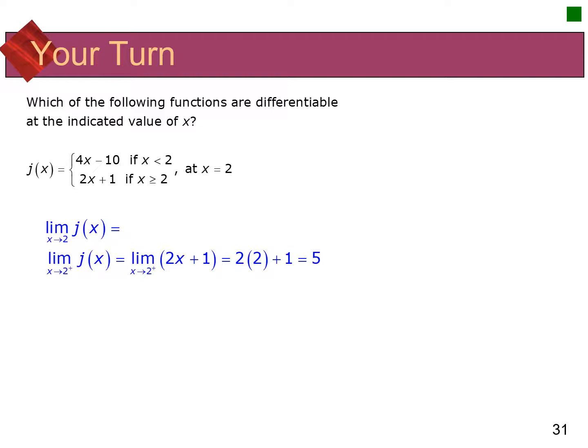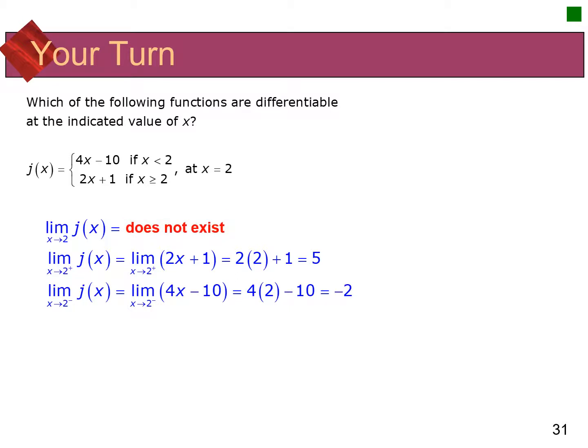So the limit as x approaches 2 from the right-hand side of j of x is the limit as x approaches 2 from the right of 2x plus 1, and as you can see from the algebra, that equals 5. When I approach from the left, I'm following the formula 4x minus 10, so when I put the 2 into that, I get negative 2. So the left-hand limit and right-hand limit don't agree. That means the limit as x approaches 2 of j of x does not exist. That tells me j of x is not continuous at x equals 2, and that automatically means it's not differentiable at x equals 2.